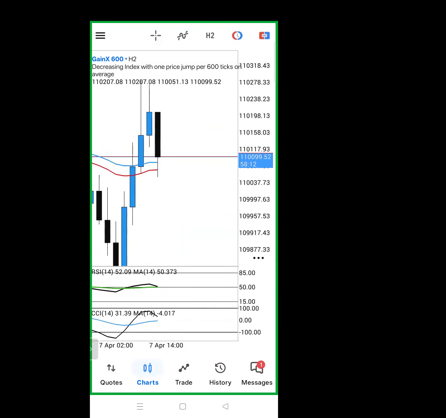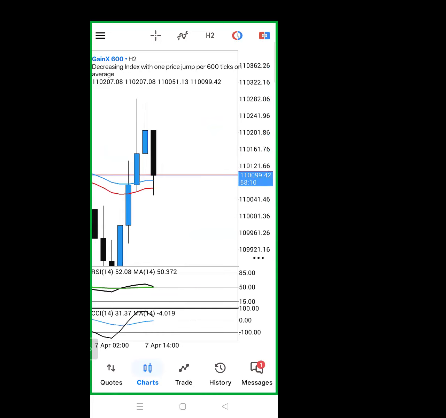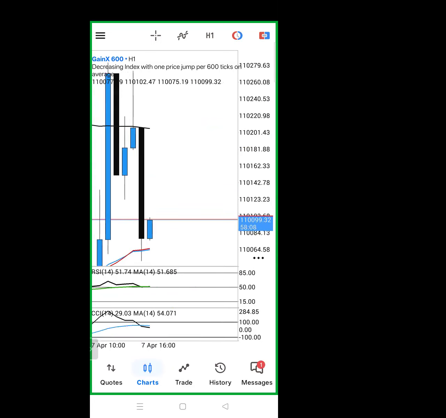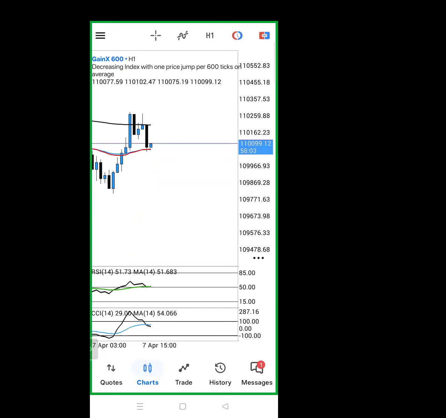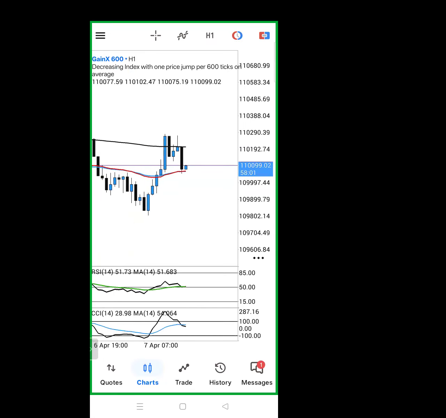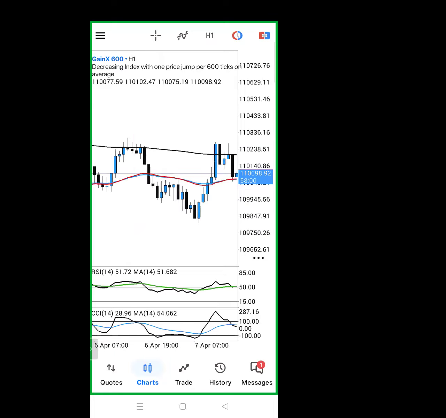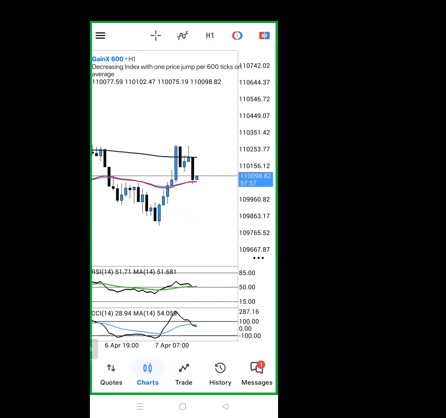Okay, so the 2 hour candle is not closing yet. Let's see 1 hour. Okay, so the 1 hour actually did reject from the 200 moving average, and it gave the three candle pattern. Now look at it. One, two. This is the third candle.